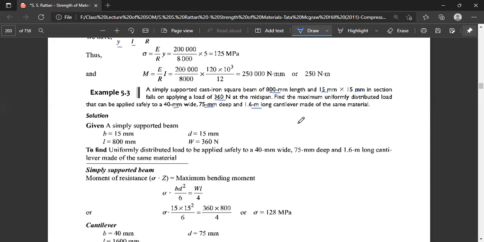The moment of resistance, sigma into Z, is equal to the maximum bending moment. So here, sigma into B D squared divided by 6 is equal to the maximum bending moment, W L divided by 4, which is acting at the center. So sigma into 15 into 15 squared divided by 6 is equal to 360 multiplied by the length 800 divided by 4, or sigma is equal to 128 MPa.